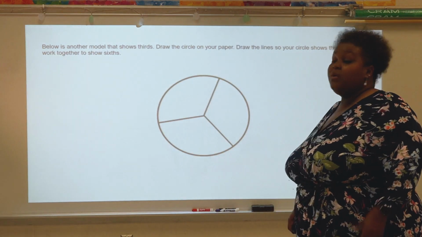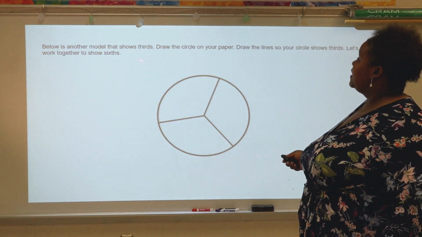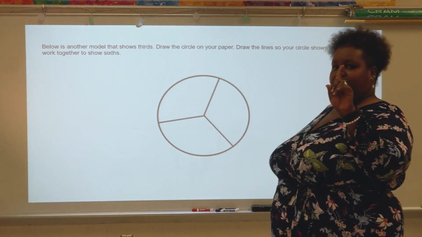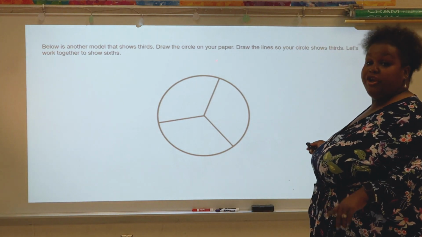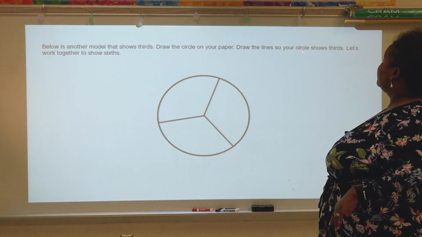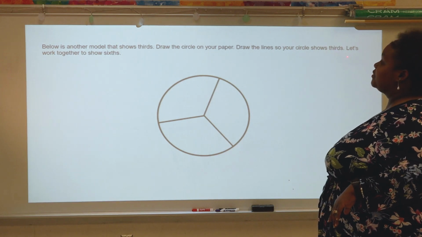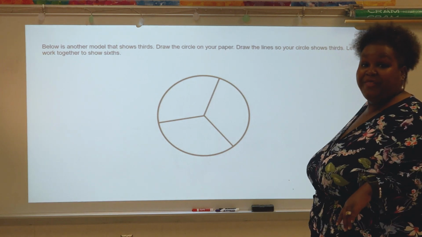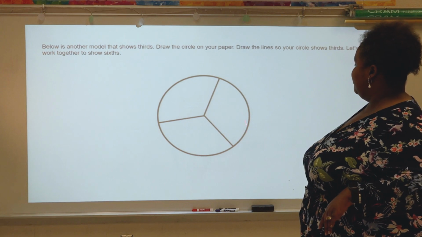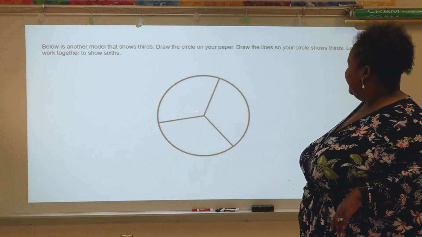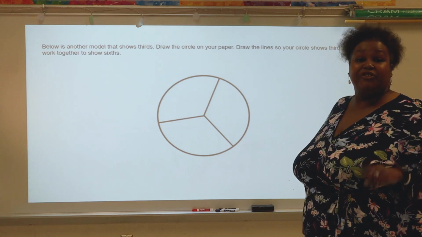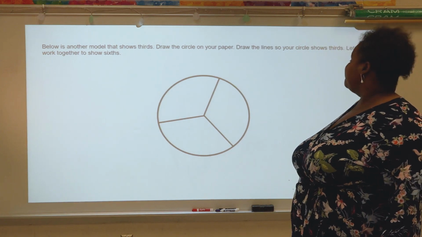Below is another model that shows thirds. Draw a circle on your paper. Draw the line so your circle shows thirds. Start off by doing that. You're drawing your circle. It looks like a peace symbol, doesn't it? And then make it into thirds first. That's our first step.